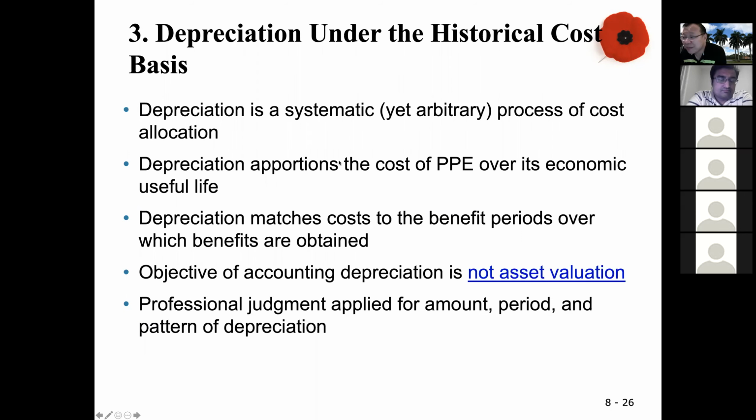Then you have to make some assumptions and use your professional judgment in terms of the pattern of depreciation: straight line, declining balance, units of production, useful life. What is the useful life for a building? You have to make estimates and assumptions that require professional judgment.